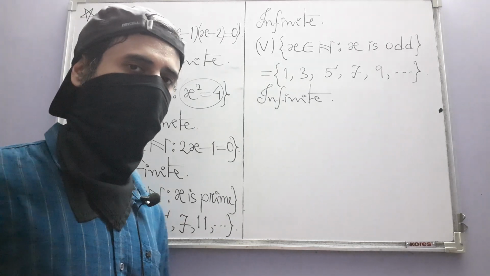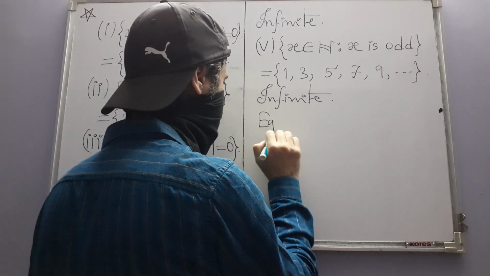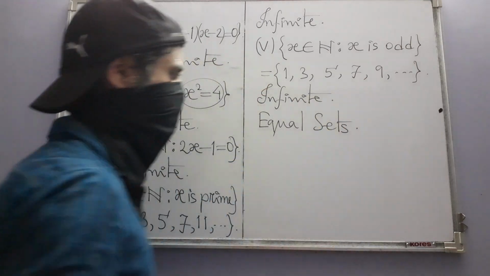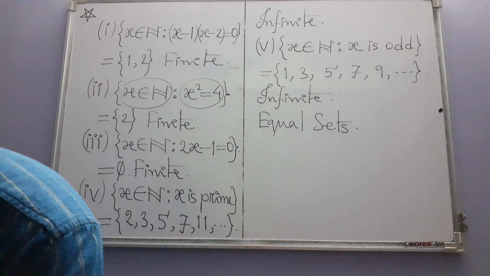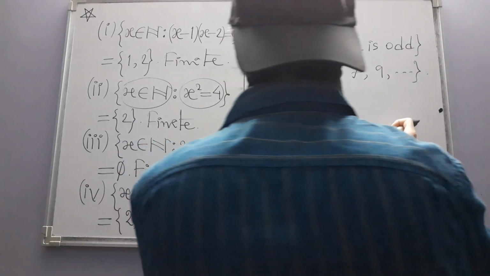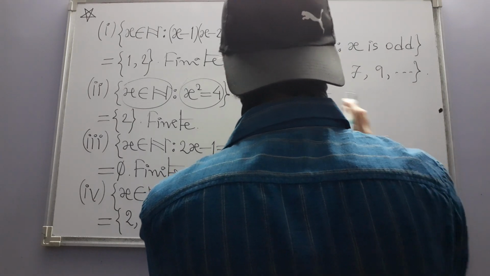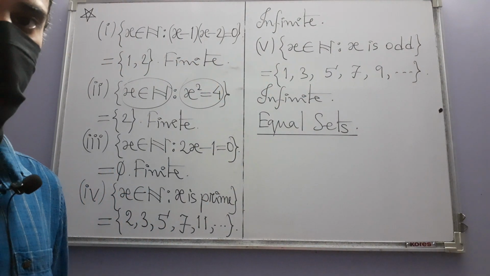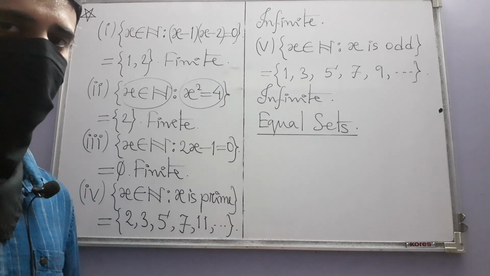And finally, we come to the notion of equal sets. This will be the last thing we discuss tonight. After defining what it means for two sets to be equal, then only we will go back to the issue of there being only one empty set, and then we can write the empty set.